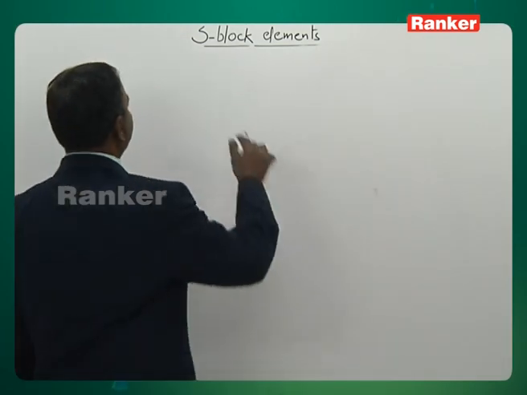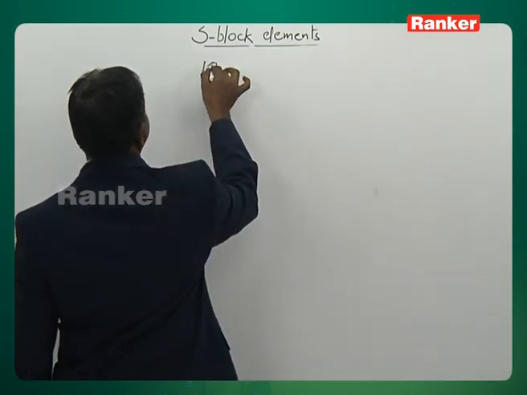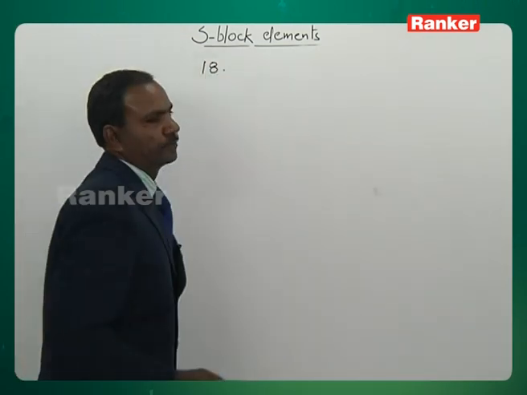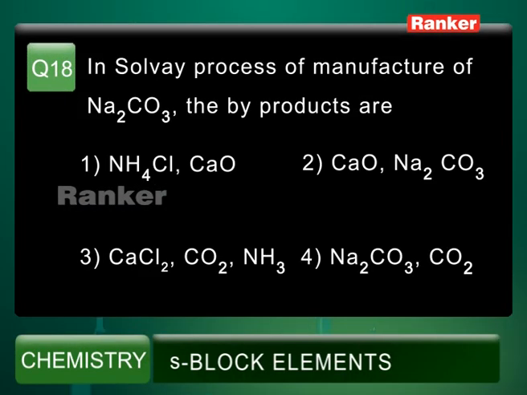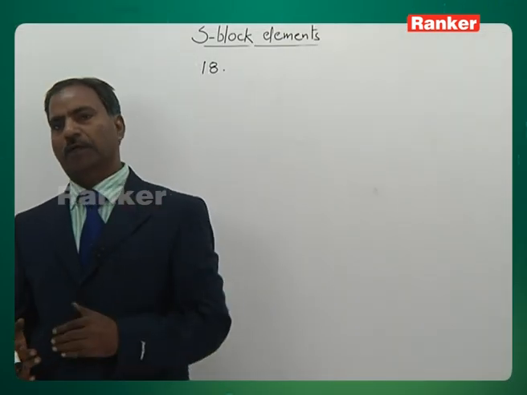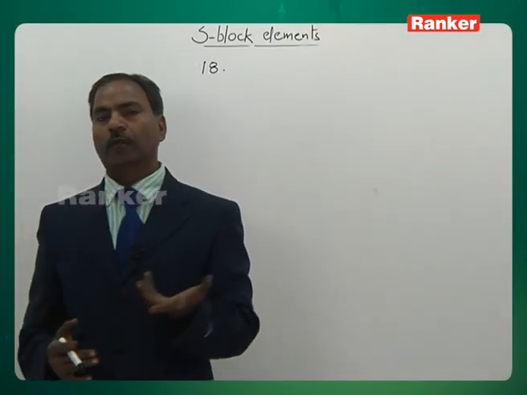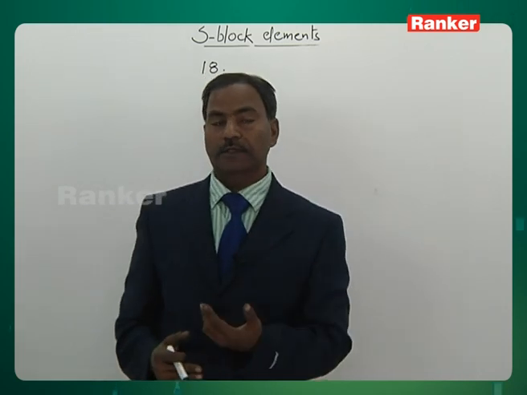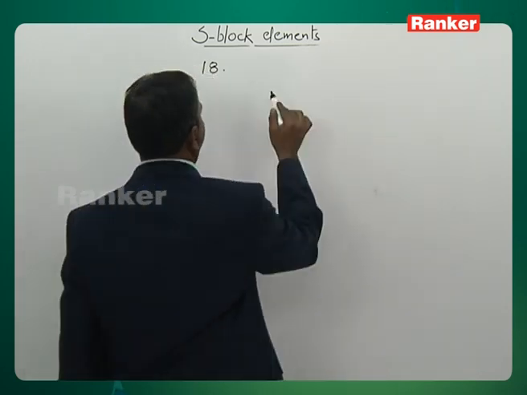Coming to question number 18. In the Solvay process of manufacture of sodium carbonate, the byproducts are... First, you should know what actually the Solvay process is, what are the steps involved, what are the raw materials, and what are the byproducts, etc.